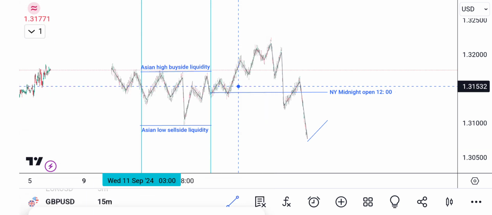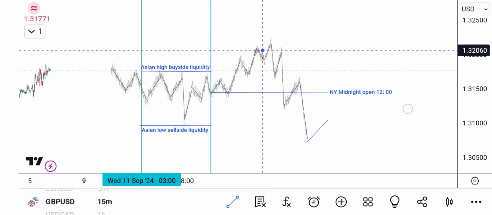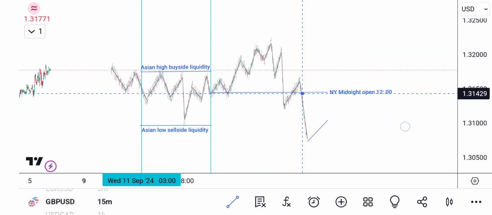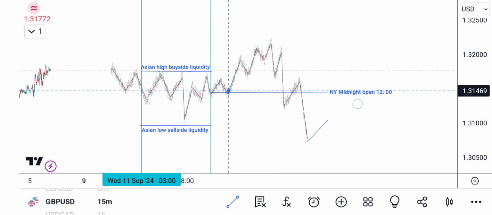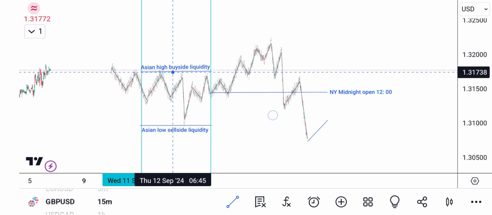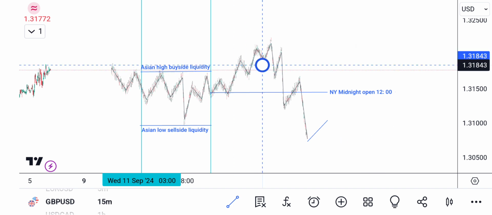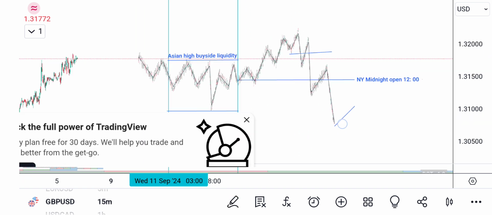If you cannot sell above here, you can still sell at the midnight open, because this is your gauge. And if you cannot buy below here, you can still buy at this open or at the midnight open, because this is your gauge. You can buy and you still target this Asian high buy side liquidity. I hope it is understood. Now let us go to the chart and I will show you how this works in real life.